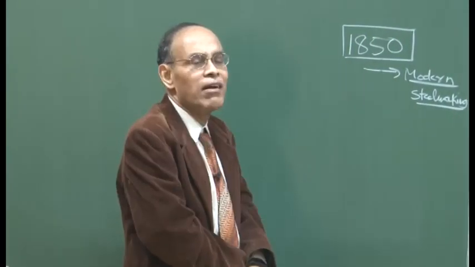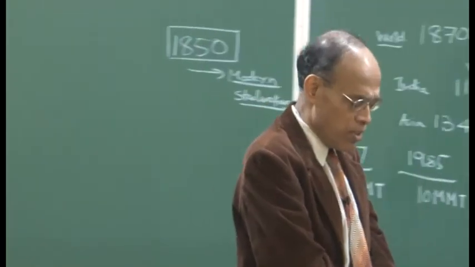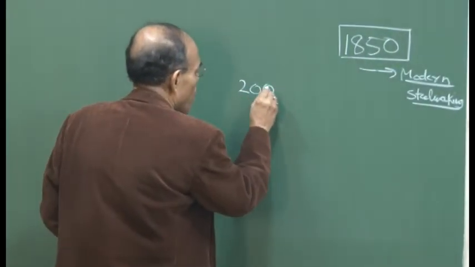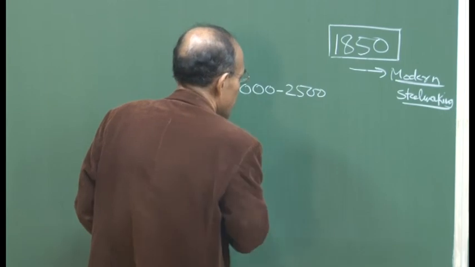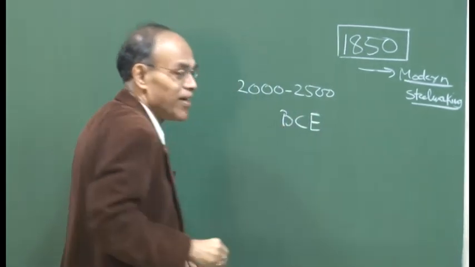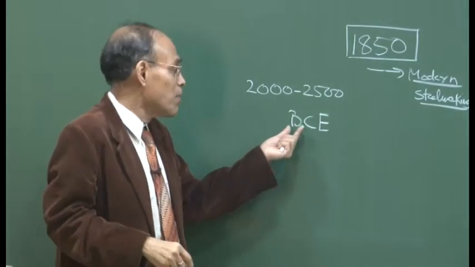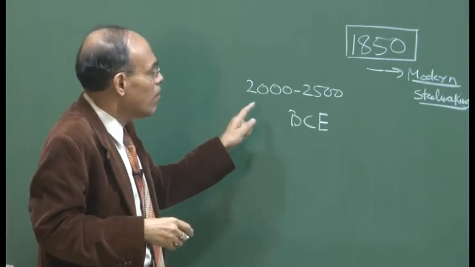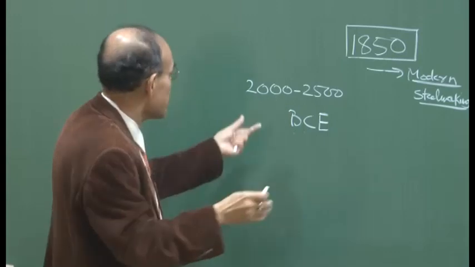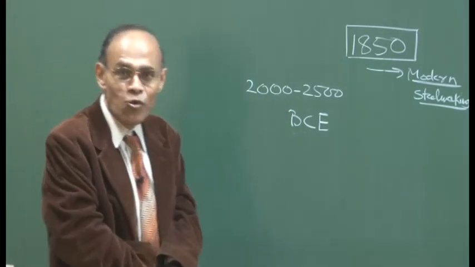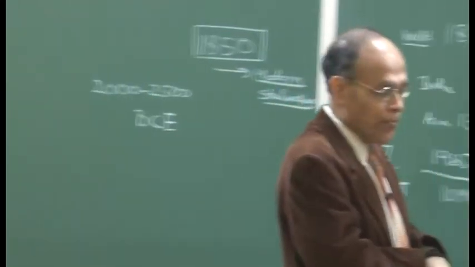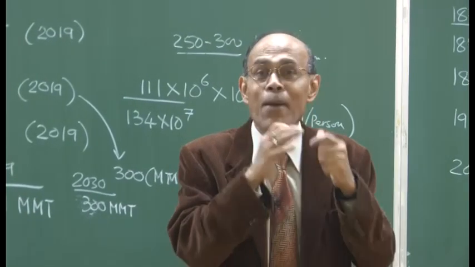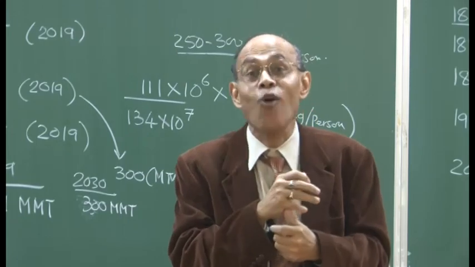If you now travel back, we find that the account is there from almost 2000 to 2500 years before the common era. Earlier we used to write BC, before Christ; these days people write before common era. If you add that we are almost 2000 years after Christ, it is about 4500 years old. Now, all of you must have wondered that iron is available in abundance in the earth's crust relative to, I would say, copper, zinc, etc.